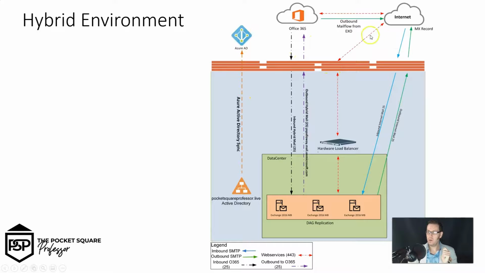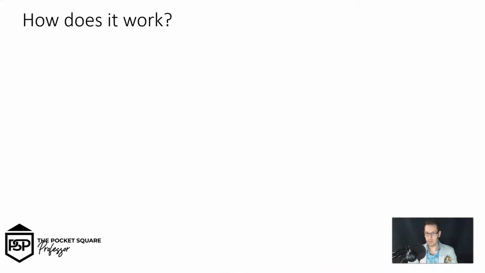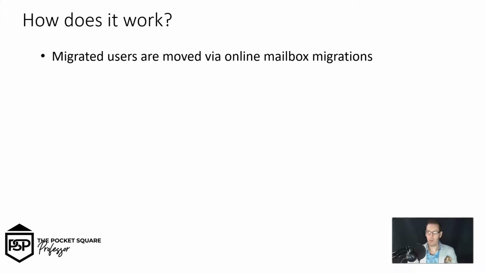All right, looking at this mail flow diagram, there's a lot going on here, but let's talk a little bit further about how the hybrid configuration wizard changes the organization, and also what the migration effort looks like. So let's start off with, first and foremost, how do we migrate our users? Users are migrated via online mailbox migrations. Now, the important word here is online, okay?